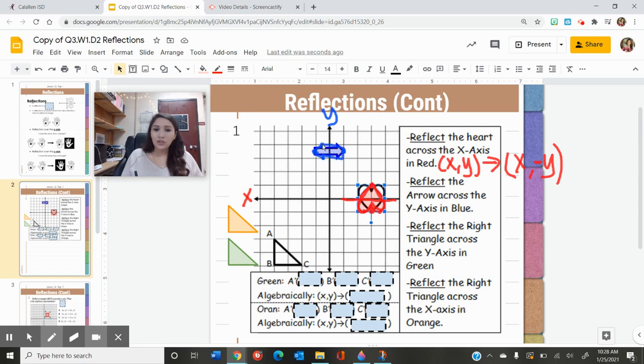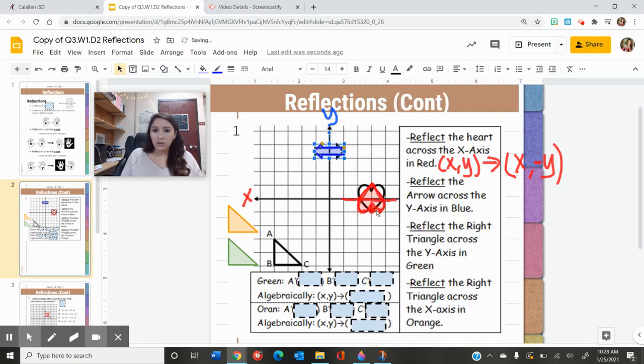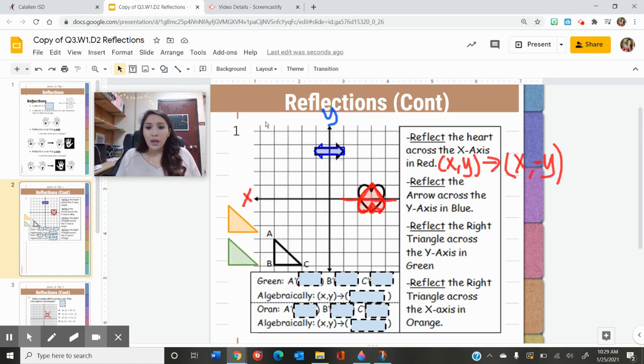Now, if you were doing this on the computer, to make it a little bit prettier, I'm going to go ahead and erase that. What you can do is right-click on that arrow, go to rotate, and flip it horizontally now. So this is how your arrow should look whenever you reflect it across the y-axis. Mine didn't look as pretty because it's kind of hard to write with a pen, but that is how it should look.